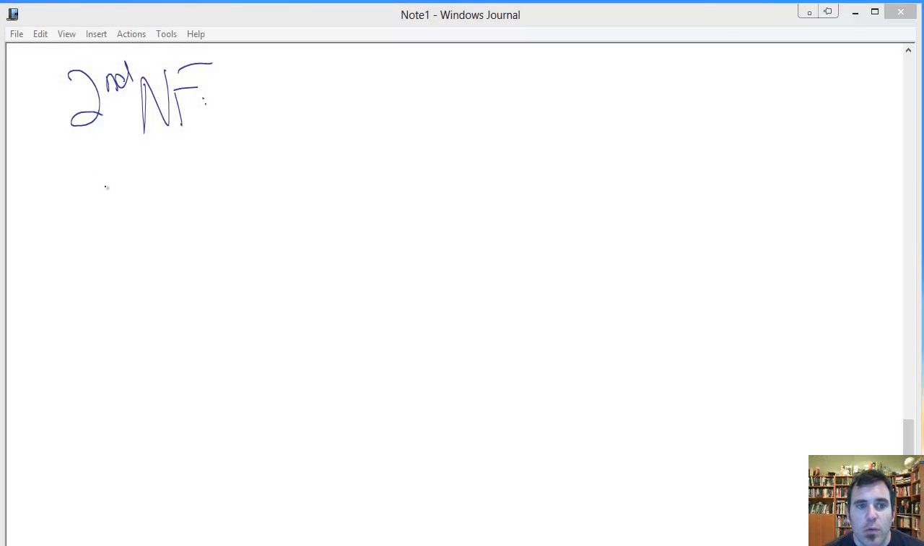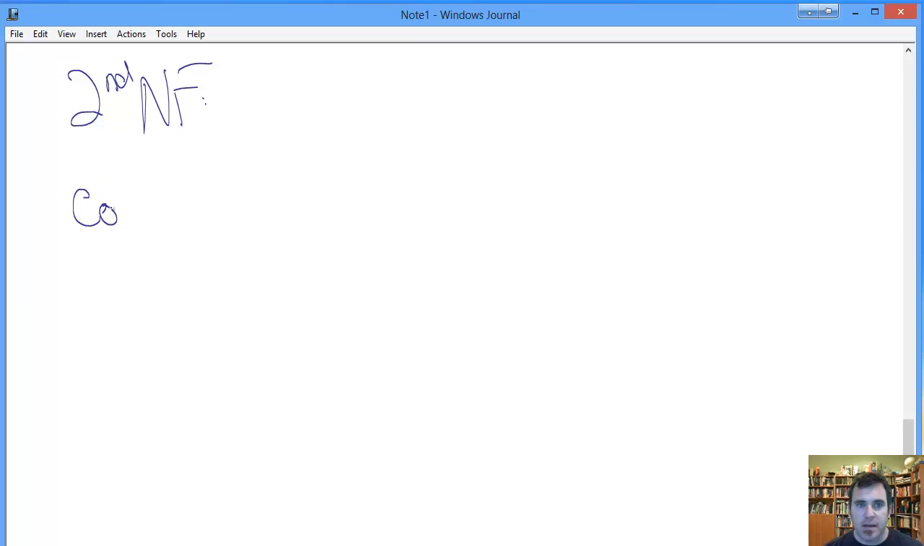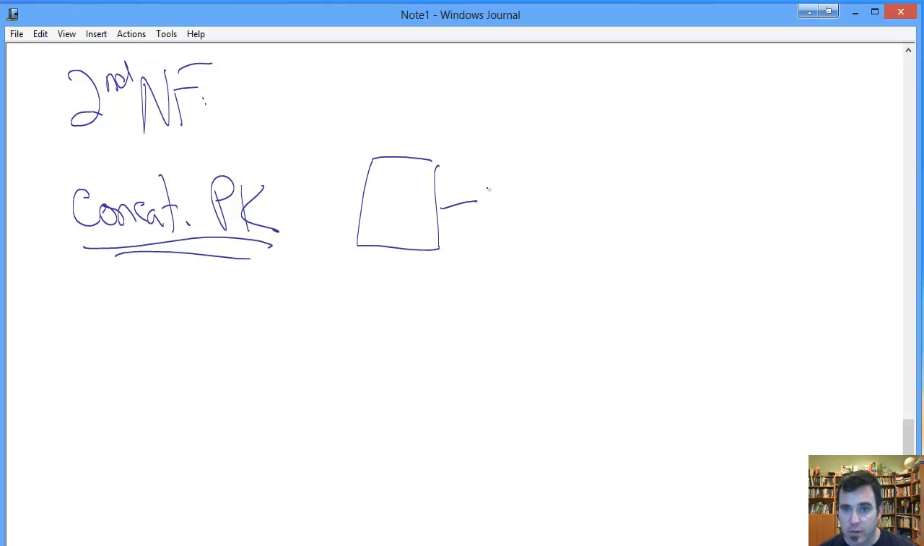Okay, second normal form is only relevant when there is a concatenated, I'll abbreviate, PK, primary key. So, concatenated primary key. To review, when can we expect a primary key to exist? Under what circumstances? Just briefly, because I want to make sure you remember this.